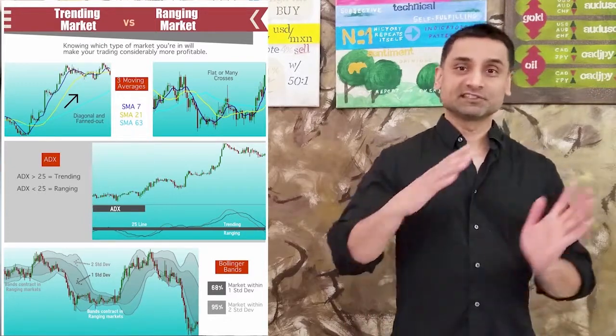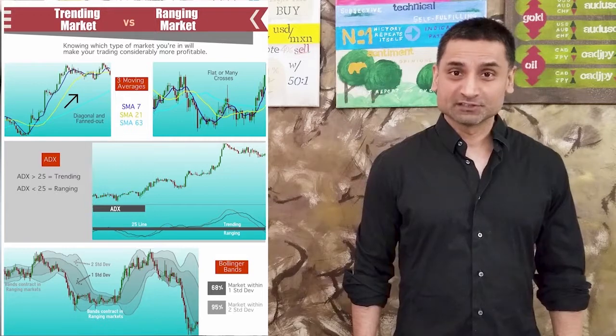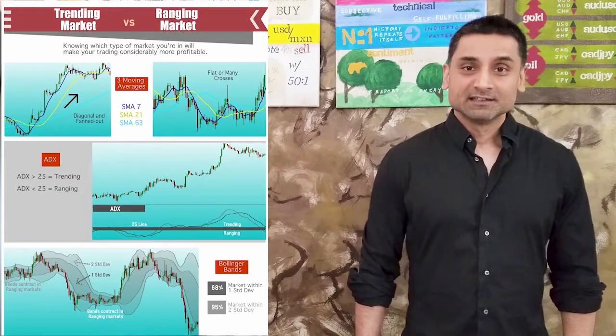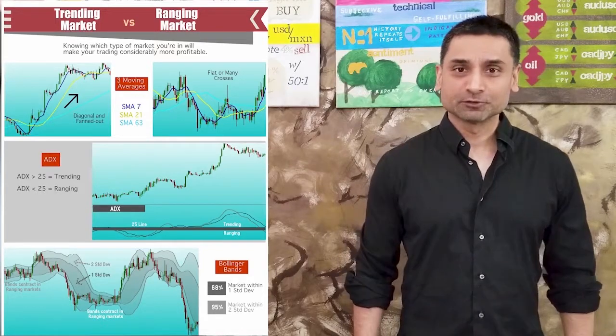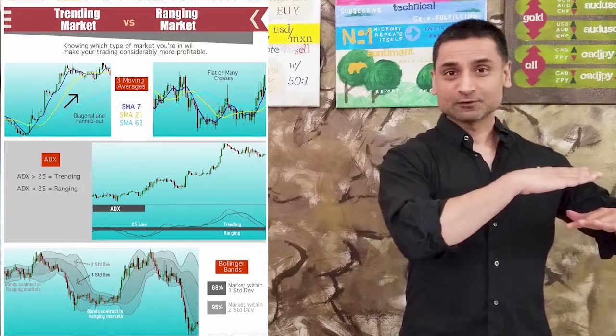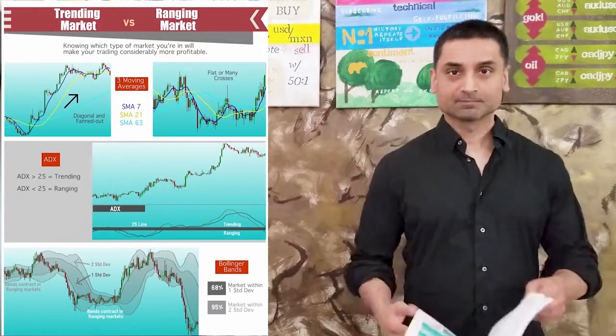Now, when all 3 of these lines are diagonal, then you know you're in a trend. If they are fanned out, that's a good indication also. If these lines are flat or if they're crossing each other a lot, then you're in a range.